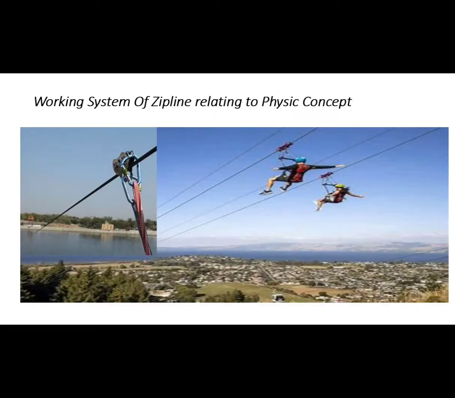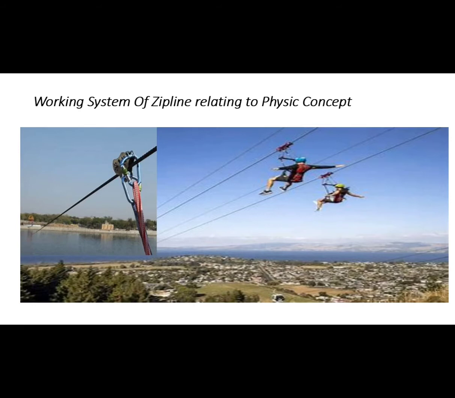So now I will tell you about the working system of the zipline relating to the physics concept. So first, at the most basic, the cable of the zipline begins at the higher point and goes to the lower end. So we know the higher to lower has the right to slide down, and this involves the changes of energy from potential energy to kinetic energy.